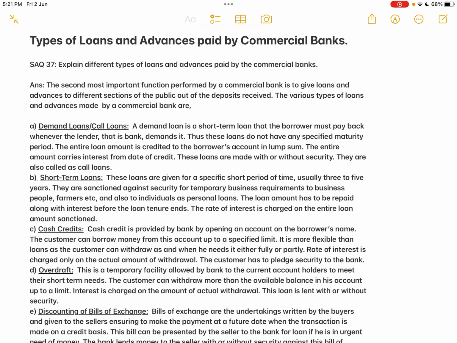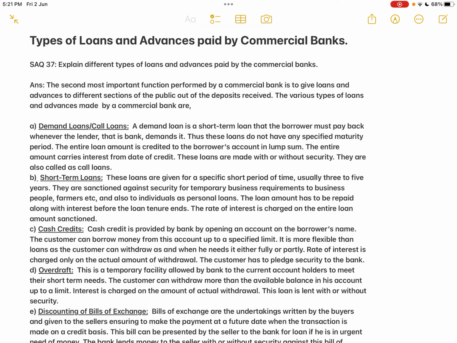In this class, we will check out the next answer. What are all the various types of loans and advances paid by commercial banks? In the previous class, we checked out what are all the different types of deposits accepted by the commercial banks. The second major function performed by the commercial banks is to lend loans and advances to the customers. So SAQ 37: explain different types of loans and advances paid by commercial banks.